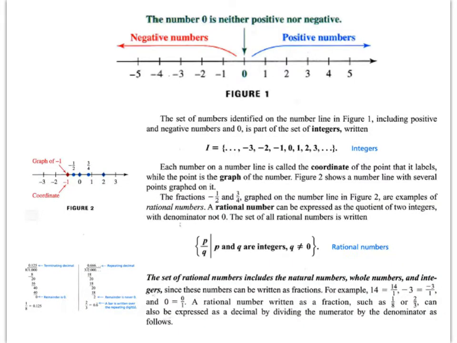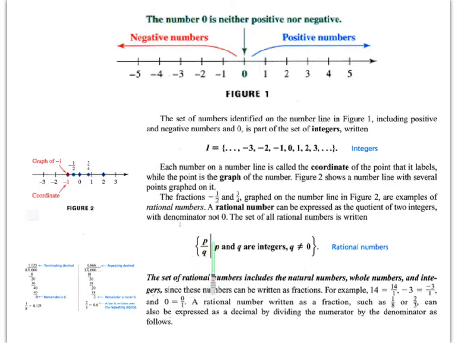Again, I'm not going to spend too much time on this. It talks about positive numbers, negative numbers, integers. Talks about graphing things on a number line. I will emphasize this here. Notice this set for integers, or sorry, not integers, but rational numbers. Notice the p over q.